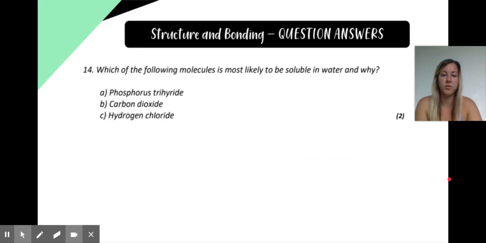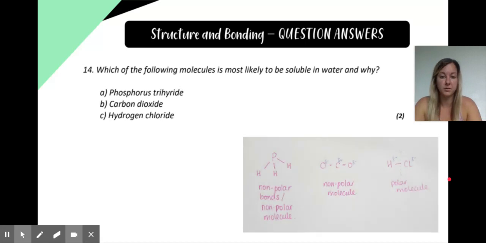Okay, 14. Which of the following molecules is most likely to be soluble in water and why? So here we're going to have to look at each individual molecule, find out its polarity, and see how that compares to water. Now remember, water is a polar molecule and like dissolves like. So we are going to be looking for the most polar molecule here, and it's going to be the most soluble in water. So I have drawn these out.